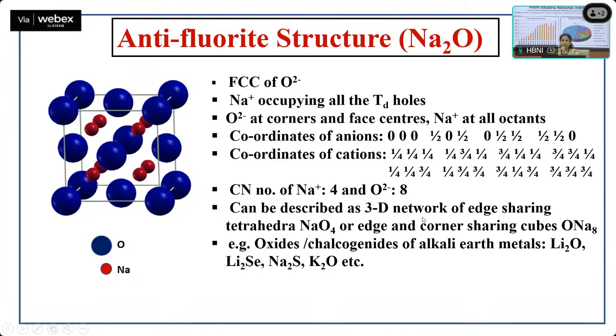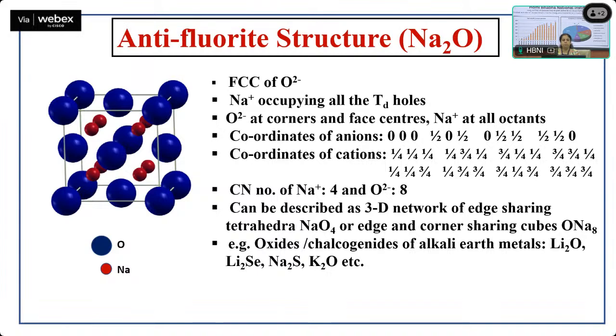So you can describe it as a 3-dimensional network of edge sharing NaO4 tetrahedra. In zinc sulfide, it was the corner sharing ZnS4 tetrahedra. Here it is edge sharing NaO4 tetrahedra, or edge and corner sharing cubes of ONa8. And this structure is adopted by oxides and chalcogenides of alkali metals such as Li2O, Li2Se, Na2S, potassium oxide, etc.